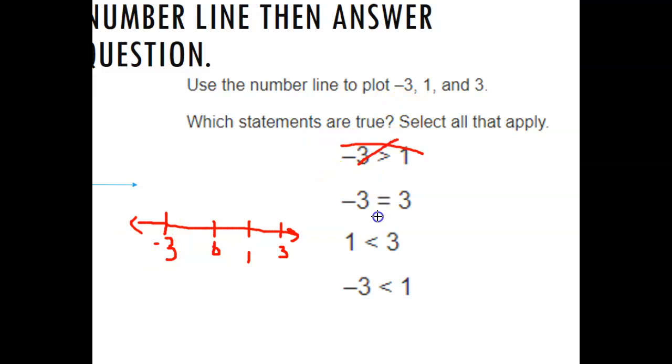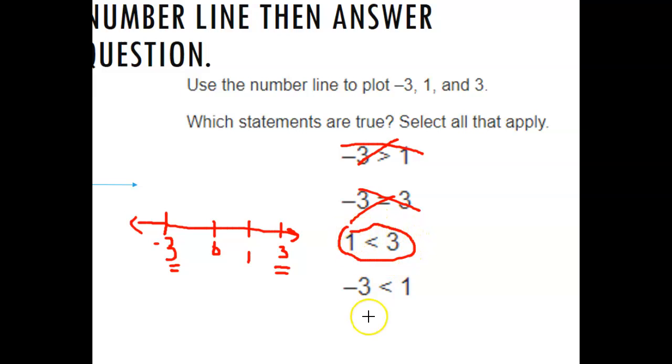Okay. Is negative 3 equal to 3? Well, we can see negative 3 and 3 are not at the same spot, so they are not equal, right? Is 1 less than 3? Well, 1 is to the left of 3 on the number line, right? So that means that 1 is less than 3.